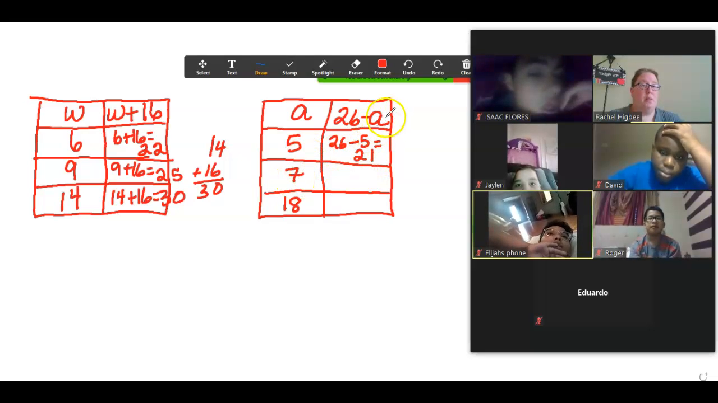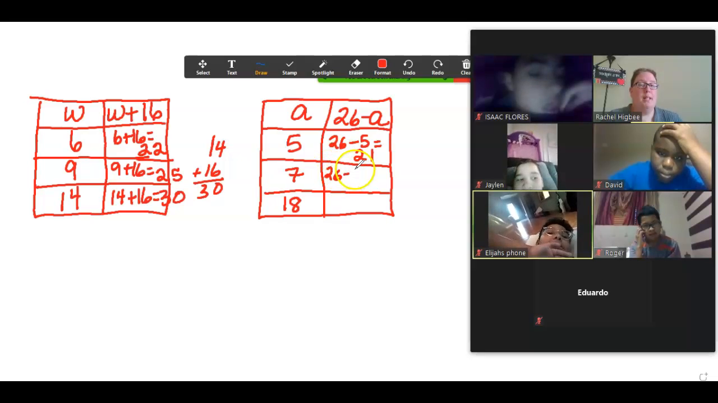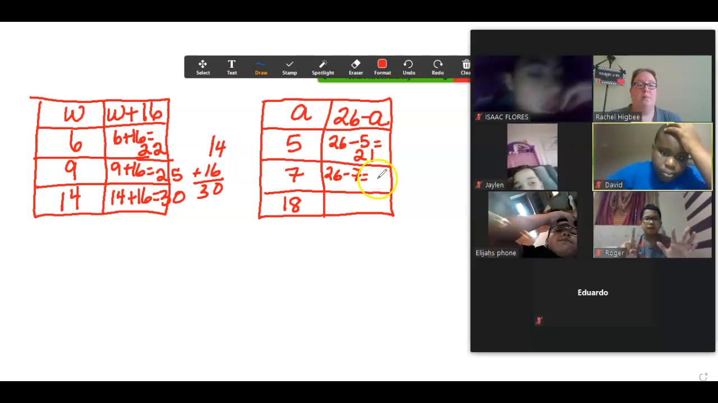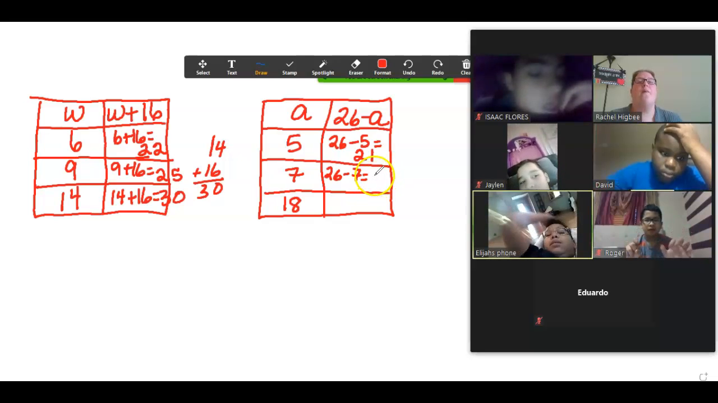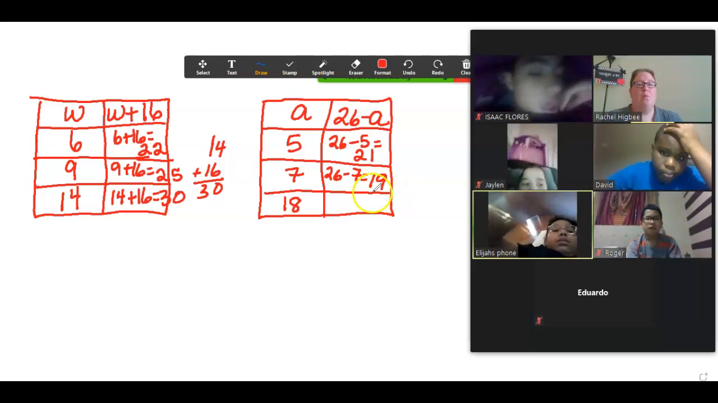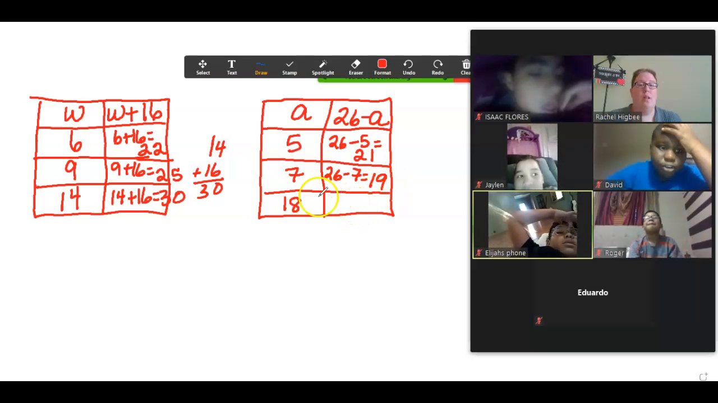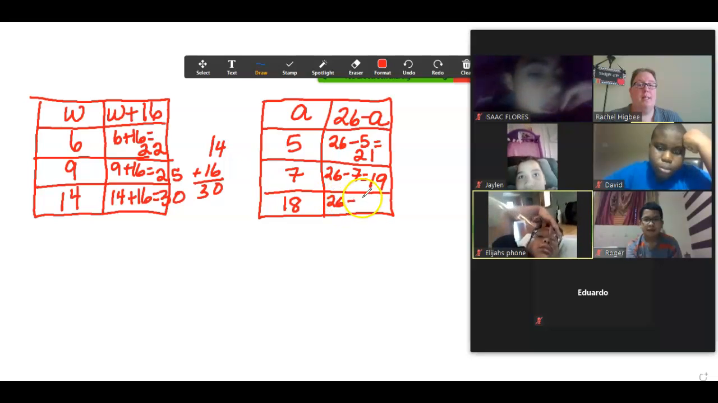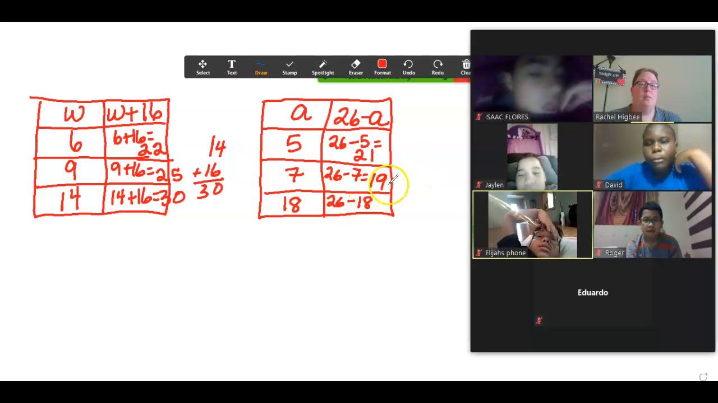Same thing here. The 7 gets plugged in wherever that A is. So it's 26 minus 7. Not 20, 19. And then same thing here. 26 minus 18.